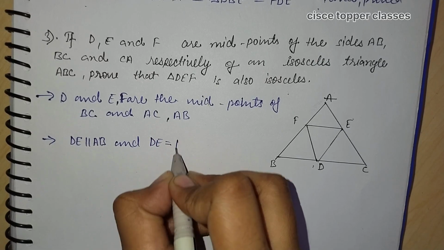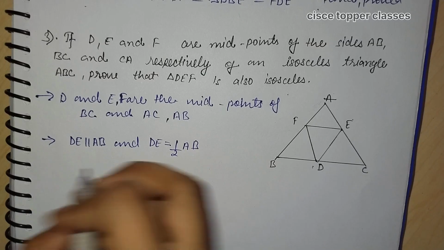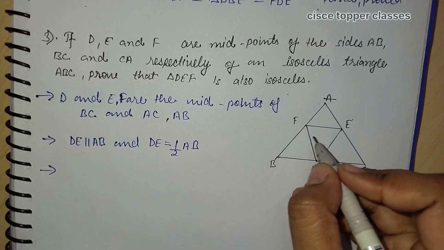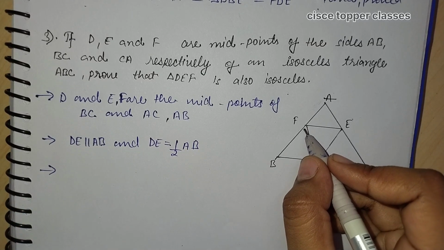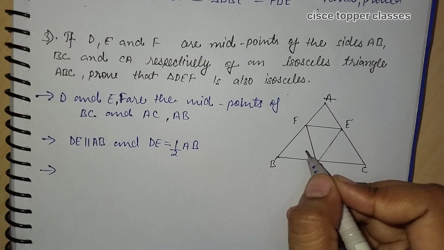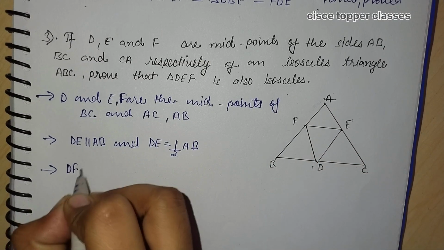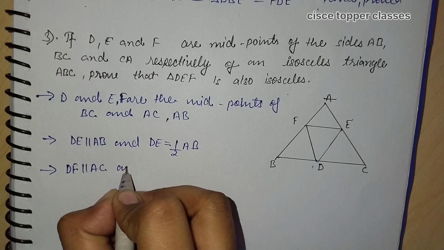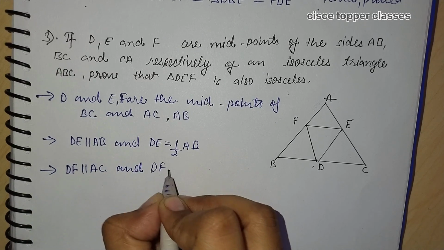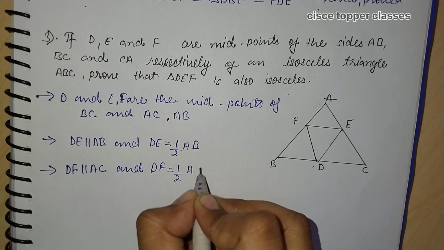So DE is equal to half of AC here. And again the second thing is this FD. F and D are also the midpoints of CA and BA. So respectively we can say that DF is parallel to BC, and we can write DF is equal to half of BC by the theorem.